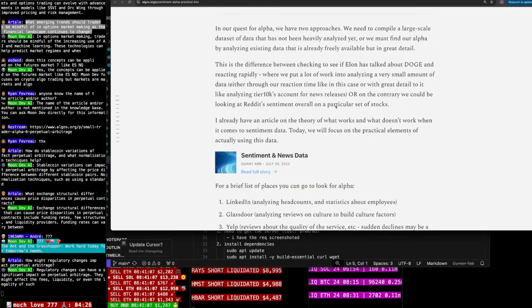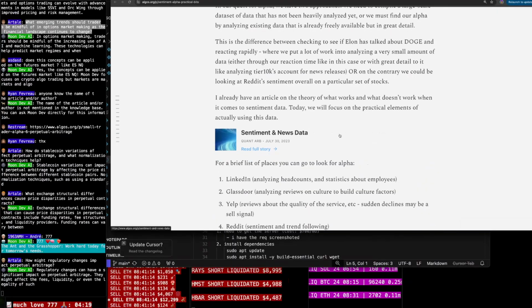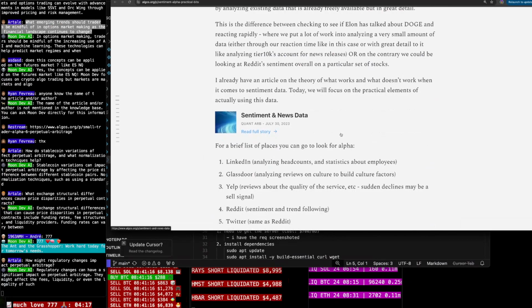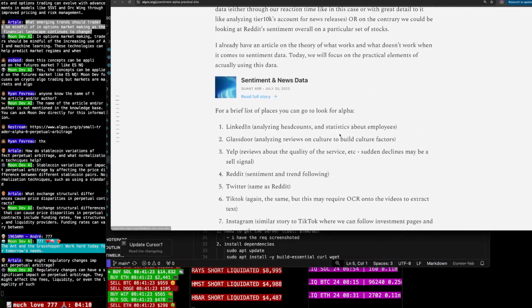Or on the contrary, we could be looking at Reddit's sentiment overall on a particular set of stocks. I already have an article on the theory of what works and what doesn't work when it comes to sentiment data. Today, we will focus on the practical elements of actually using this data.